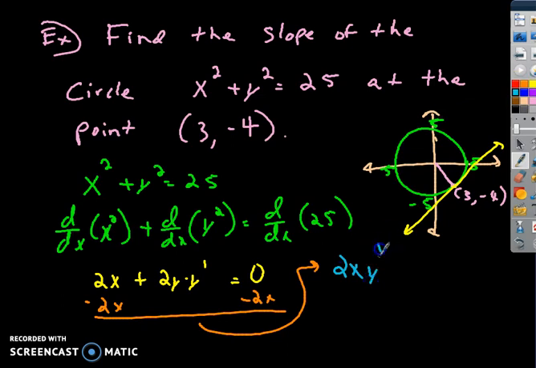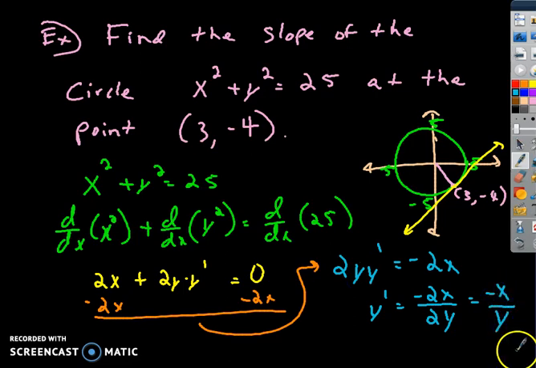x y prime equals negative 2x, and then y prime must be negative 2x over positive 2x. Oh, that's a typo. That should be an x. That should be a y. So this should be a y. This should be a y. So that reduces to be negative x over y. All right, so this is really useful to know that y prime equals negative x over y.